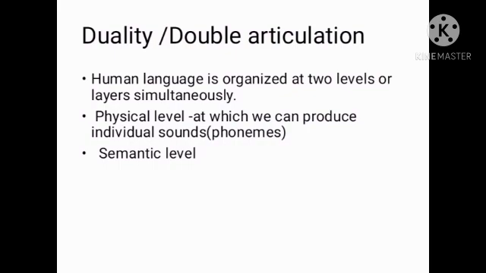We have the physical level at which we can produce individual sounds or phonemes, for example, p, a, and t. We also have the semantic level when we combine these sounds in different ways and produce different levels of meaning. For example, we can combine the sounds p, a, and t and form the word pat. We can also make the word tap out of these three sounds. And we know that pat and tap have different meanings.